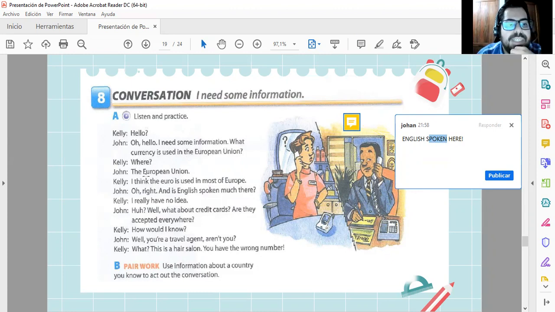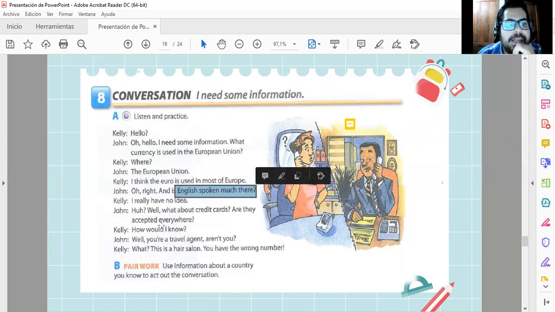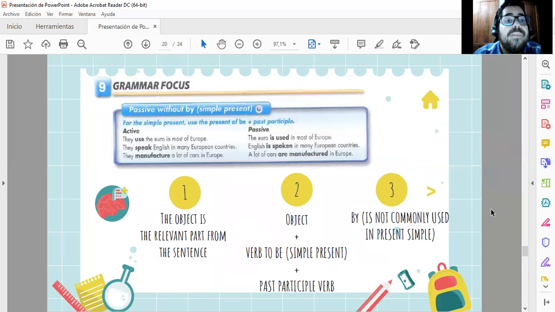Let's take a look at more structures. I think the euro is used in most of Europe. Is English spoken much there? Are they accepted everywhere? So this is what I'm telling you, guys. Passive without "by." Here we don't use "by." We don't use "by," guys, in the simple present passive voice. Teacher, and how does this work? Guys, it's the same mechanic, but with the verb to be in the present simple.